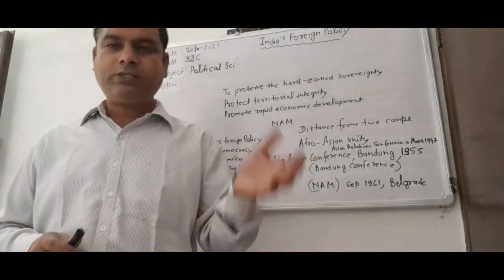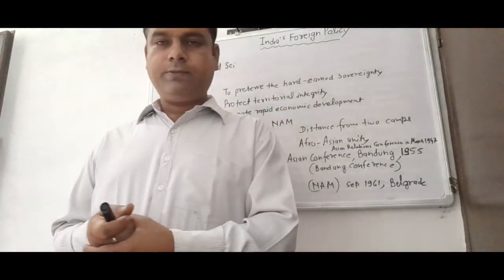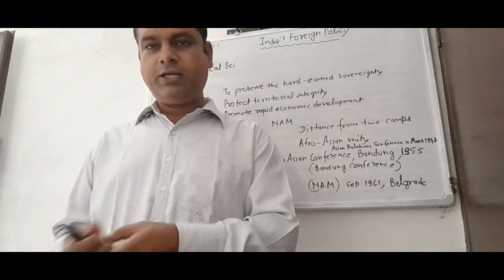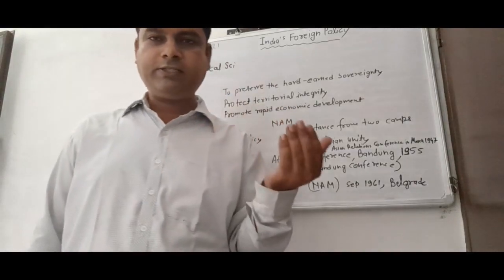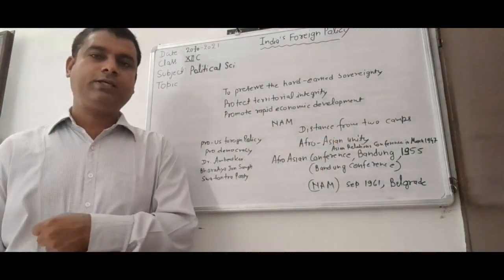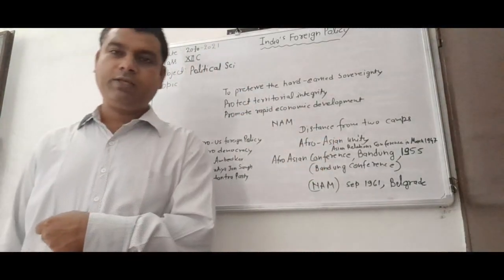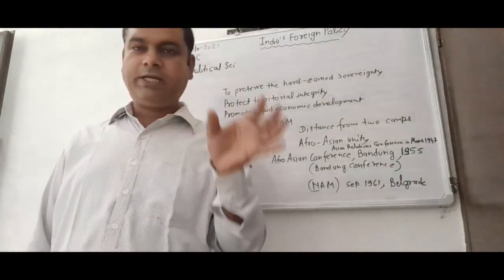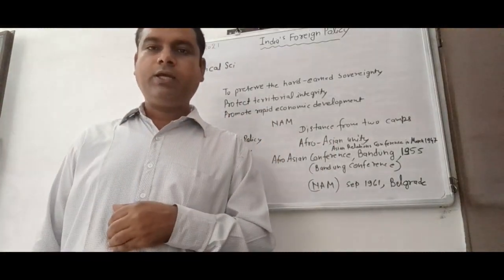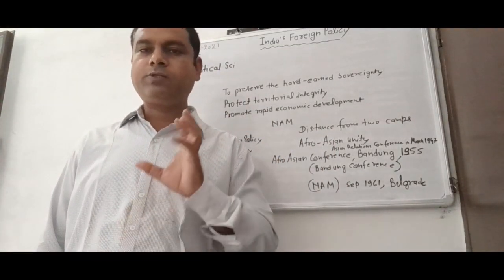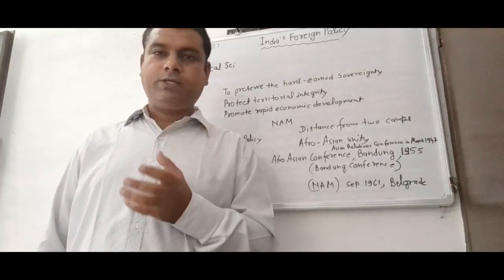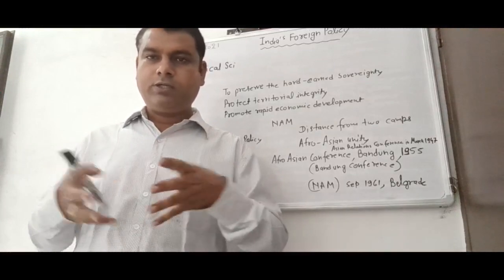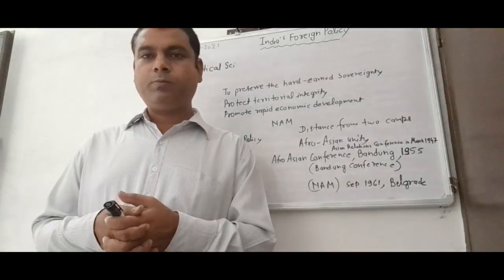When Britain attacked Egypt in the case of the Suez Canal issue, India criticized the attack of Britain over Egypt. But at the same time, when the USSR attacked Hungary, India was not saying anything. So India was not honestly keeping the distance from both blocks.